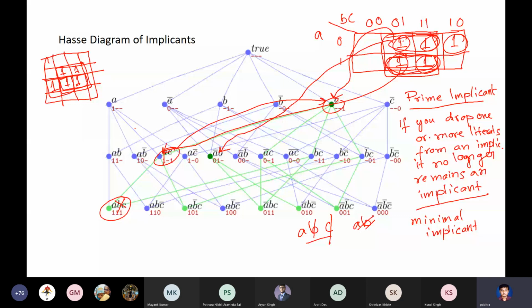Okay, so there is another notion of that often. Note one thing, that there may be multiple prime implicants. And it is also possible that one prime implicant can be thought of as a combination of other prime implicants. For example, let me take this.